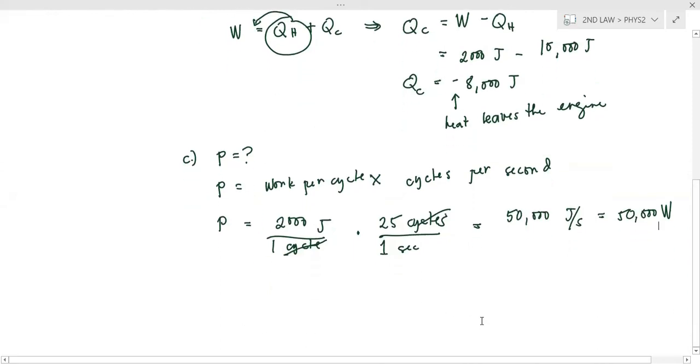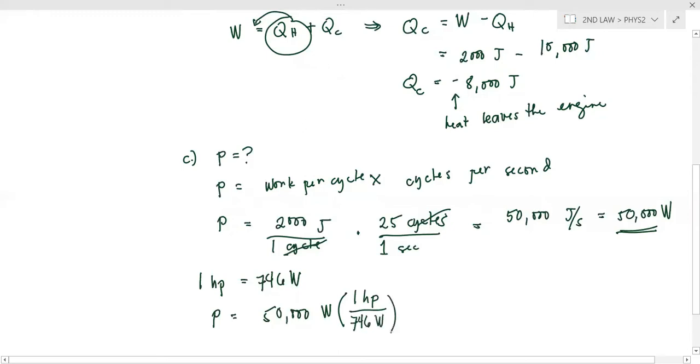And if we are going to convert it to horsepower, we have the following conversion: 1 horsepower is equivalent to 746 watts. So we are going to convert 50,000 watts to horsepower. It will look like this: 50,000 watts times 1 HP over 746 watts. So you just divide 50,000 by 746. The watts will cancel out, and we will be left with horsepower. So 50,000 divided by 746 will give you 67. So our power is equivalent to 67 horsepower.